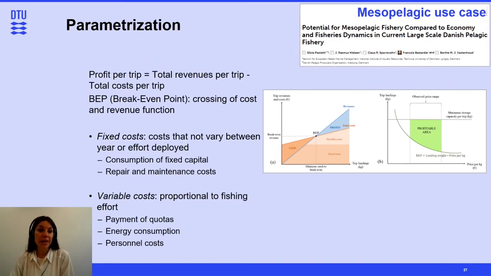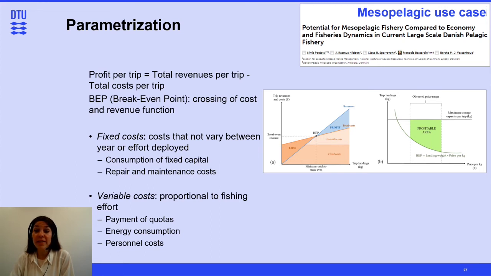The economic analyses were based on investigations of different break-even points for the Danish métiers and on analysis of profitable areas. The break-even point, indicated by the crossing of the cost and the revenue function, showing a zero profit trip, as can be seen on the figure here on the left, varies according to the landings and the fish prices, as indicated by the figure on the right.